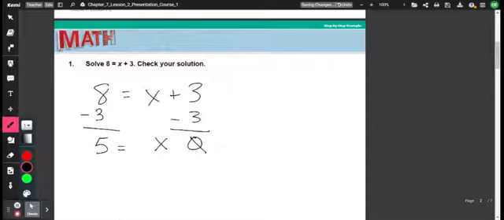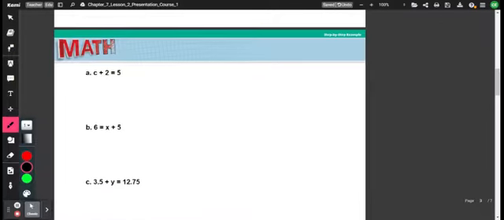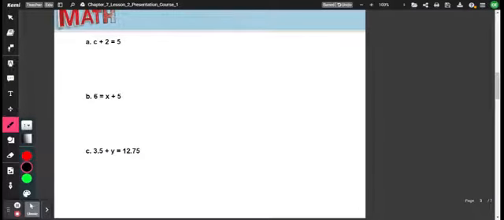Remember, what you do to one side, you have to do to the other side. I'm going to do a couple of these examples down here because I know that one example for this is not going to be enough. So again, we are going to take the opposite of plus 2. We're going to subtract 2 to find what our c is. Minus 2 on both sides. c is going to equal 3.